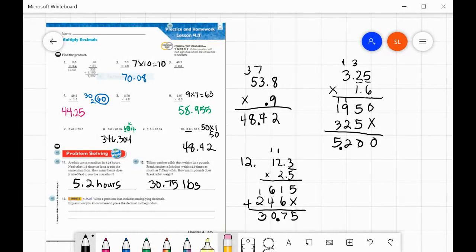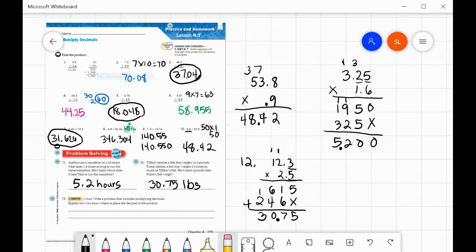So 3, your answer will be 37.04. And 5, your answer should be 18.048. 7, your answer should be 31.626. And this is only if you think you need more practice. And 9 is 140.55 or 140.550. Those are exactly the same answer.